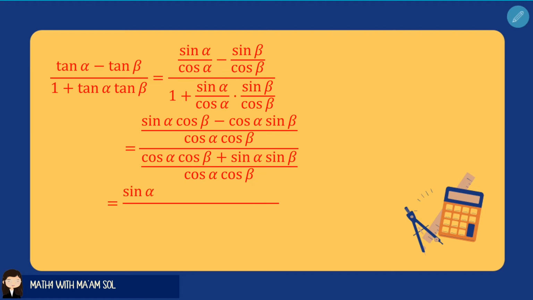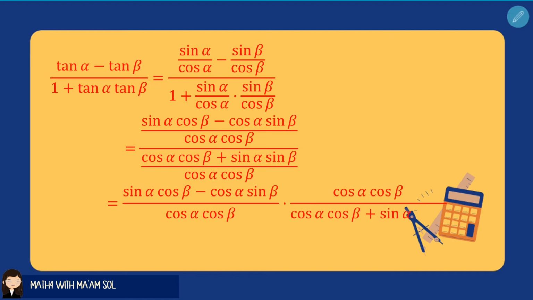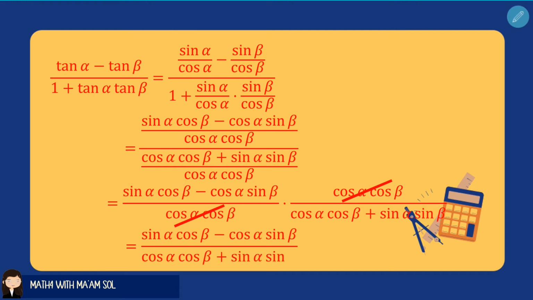From here, we can now multiply the reciprocal of the fraction in the denominator by the numerator. So you have sine alpha cosine beta minus cosine alpha sine beta all over cosine alpha cosine beta times the reciprocal, so we have cosine alpha cosine beta all over cosine alpha cosine beta plus sine alpha sine beta. So we can see that cosine alpha and cosine beta will cancel out. So we're only left with sine alpha cosine beta minus cosine alpha sine beta all over cosine alpha cosine beta plus sine alpha sine beta. This is our expression for the left-hand side.